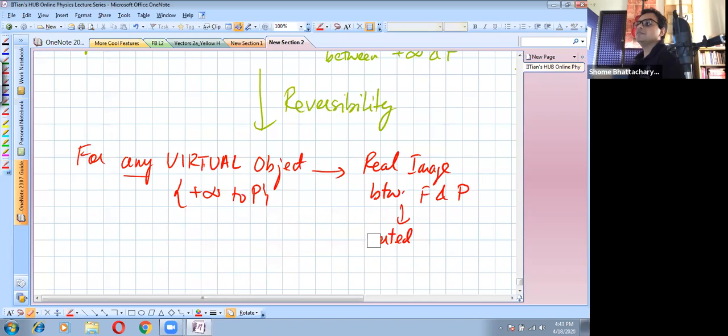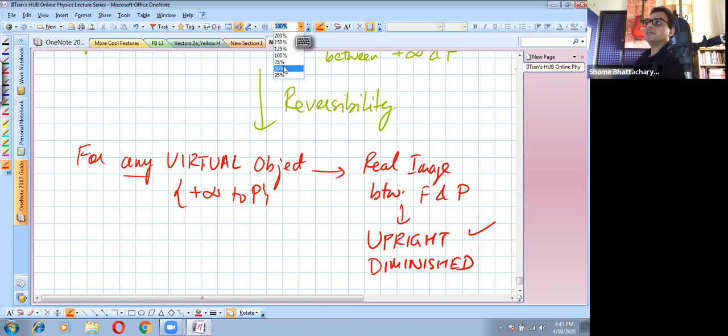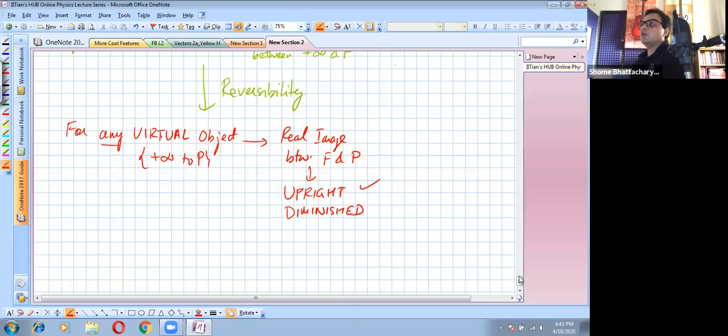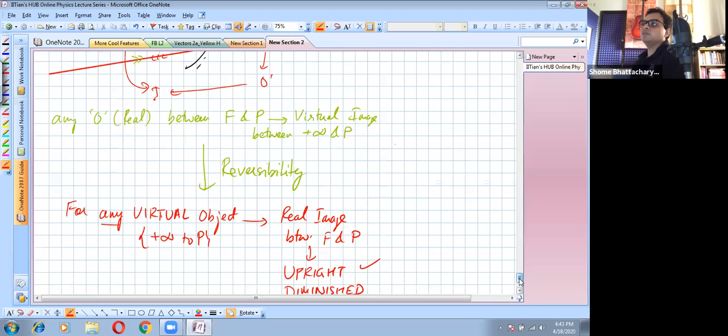Now this is the thing where, even for a moment, I got confused. It's a real image, but at the same time, it is from a virtual object. So interestingly, it is going to be upright. And I'll show you in a ray diagram why it is going to be upright. Okay, it is going to be upright, diminished, and reversed. Just note down this concept of reversibility, and then through a ray diagram, we'll understand. And gradually we'll get more and more comfortable with the idea of virtual objects.